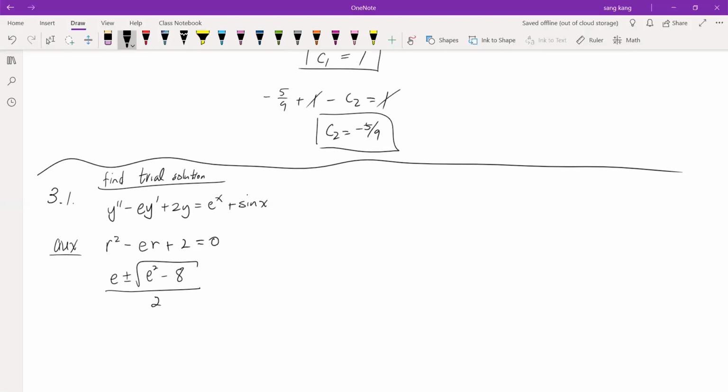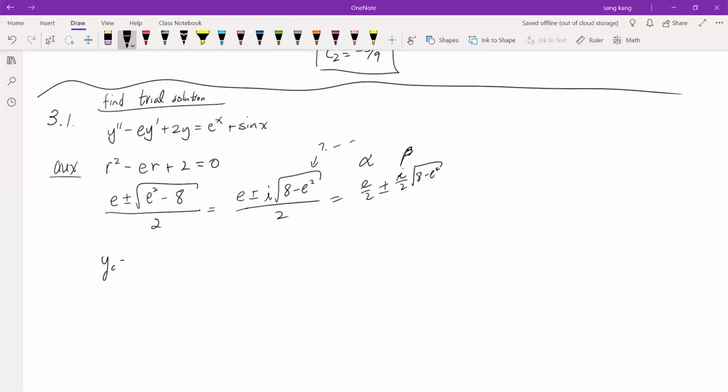So what I'm going to do is factor out the i from this. If I factor out the i, the sign switches on the inside, right? Now e squared is like 7 point something. So now we have e over 2 plus or minus i over 2 root of 8 minus e squared. So here's my alpha and beta.